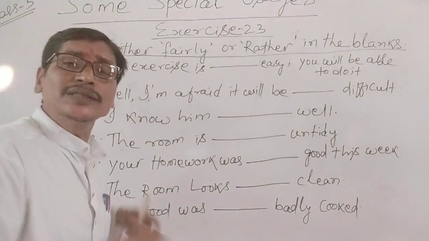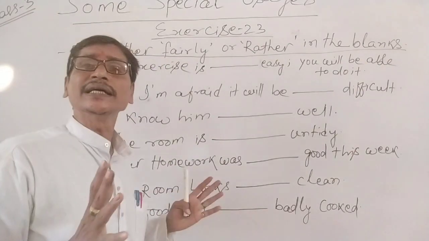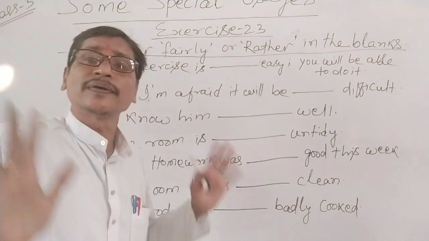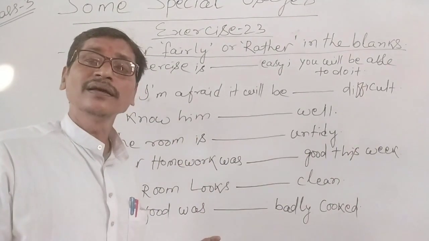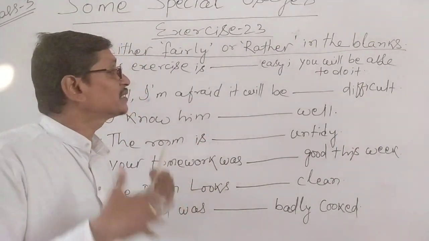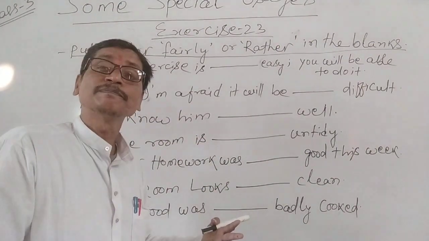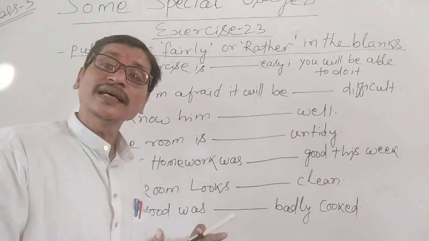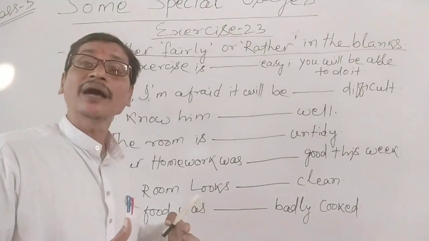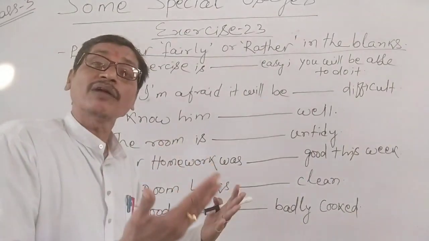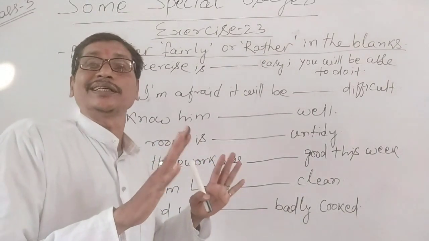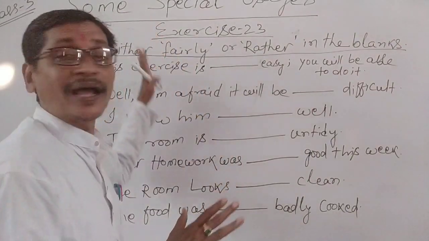As we know, when we think something is pleasant and positive, we use "fairly." When we think something is negative or unpleasant, we use "rather." Similarly, when we express our approval, that means we think it is good, then we use "fairly."